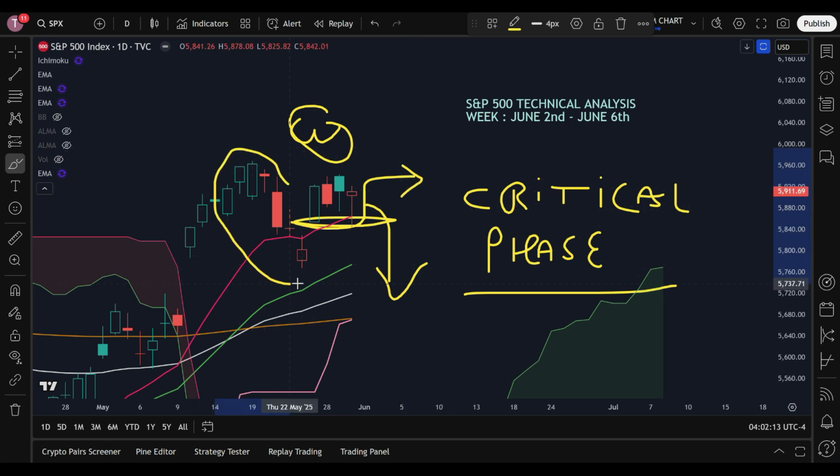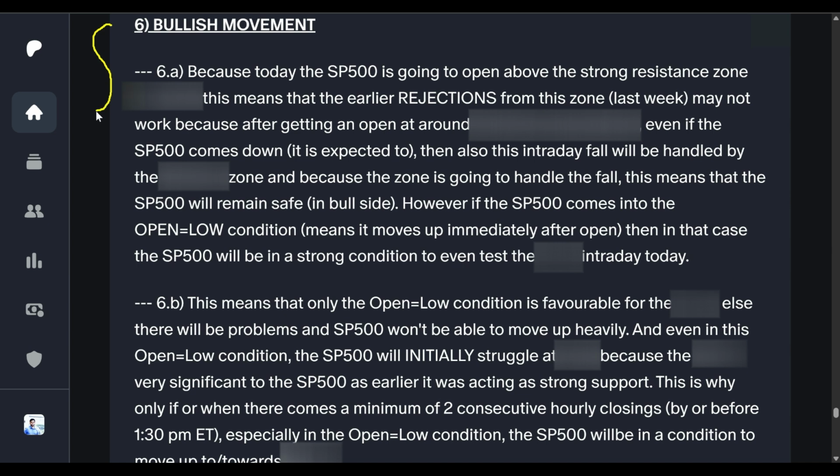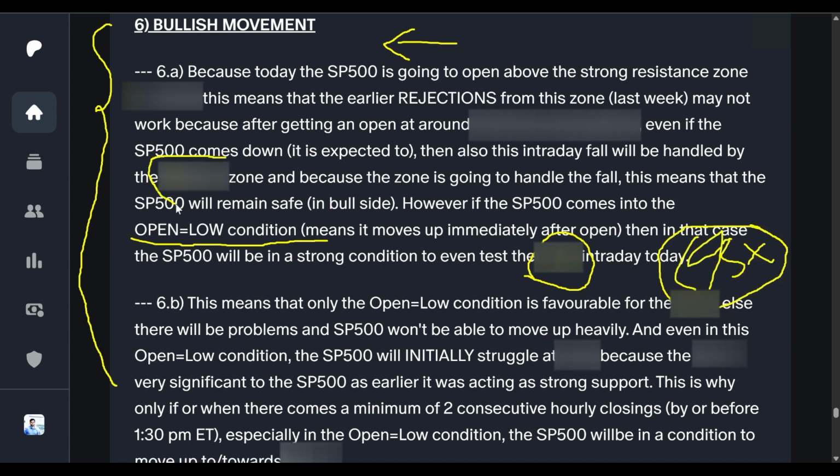In my previous S&P 500 weekly technical analysis, I mentioned that the S&P 500 would get a gap up open on Tuesday, the 27th of May. So there was a good gap up open. The most important part was that it opened within the zone that starts from 585x. In my pre-market analysis to my Patreon community members, I said the open equal to low condition would allow a movement towards 593x, because as long as it is holding above this strong zone that starts from 585x, the movement will be towards 593x.